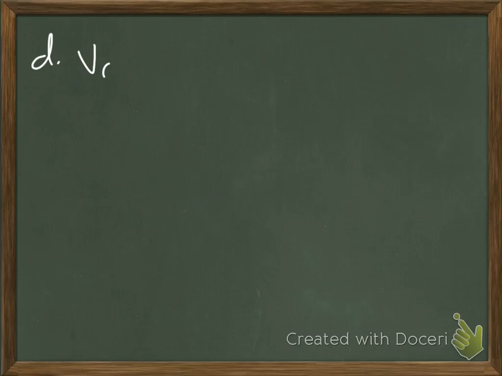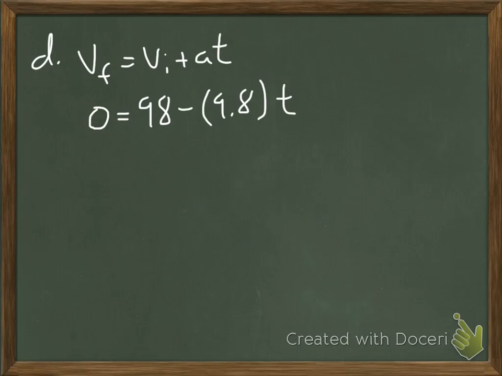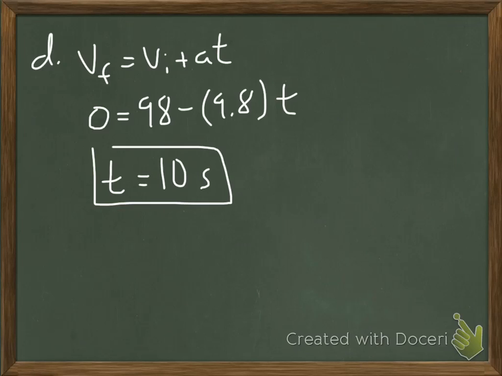Part D says, when does the direction of the velocity first become downward? So here I set my velocity final equal to 0, because the moment when the velocity becomes downward, the moment when it stops going up and starts going down, the velocity is going to be 0, just for a little bit, but it's going to be 0 for that split second before the object starts falling. The velocity initial I calculated previously, 98 meters per second up. The acceleration is the acceleration of gravity, which is down, and then I'm solving for t. So I can plug it all in, and then I get my t equal to 10 seconds.